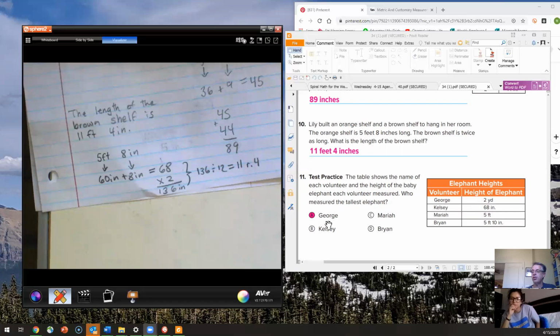George turned out to be the largest, measured the largest elephant, because 2 yards is 36 inches times 2, which is 72 inches. And that's going to be bigger than Kelsey, who's only at 68 inches for her elephant. Mariah's 5 feet is only 60 inches for her elephant. And Brian's elephant is 60 plus 10, which is 70 inches. So all these elephants here are less than the big boy, George's elephant of 72 inches. So that's why he has the tallest elephant. If you wrote just the word George on this one, it's okay, because it is kind of like a fill in the blank one. So that's all right. But normally I like to do answer sentences for these.